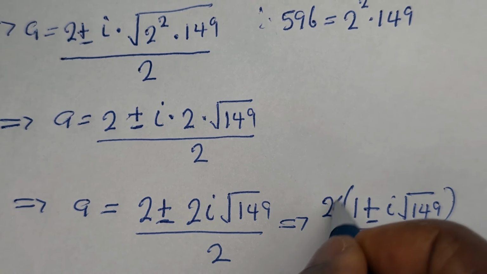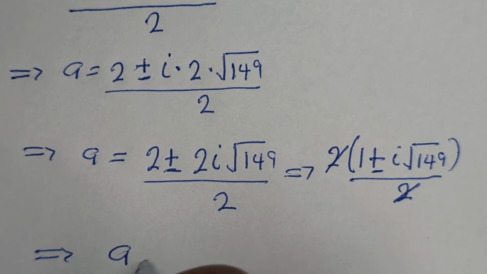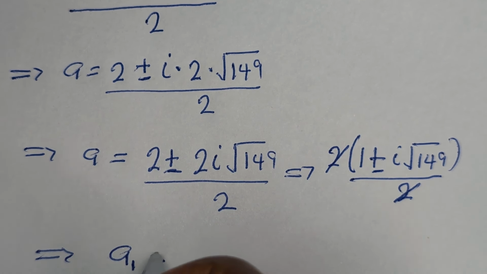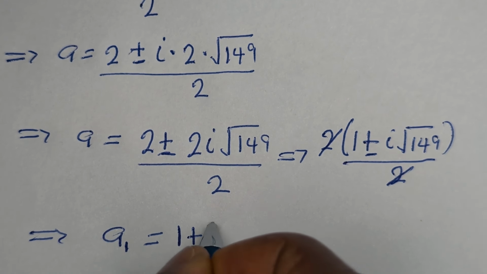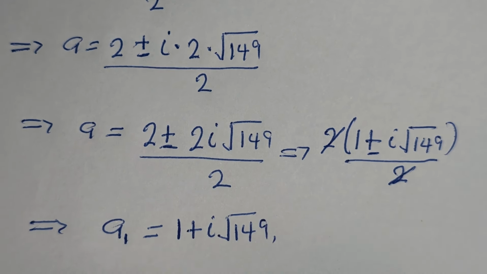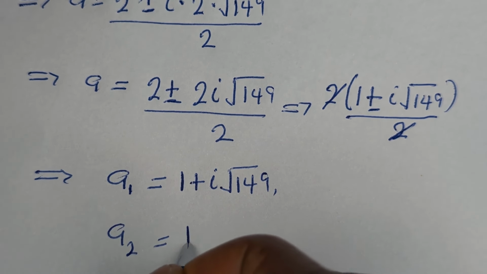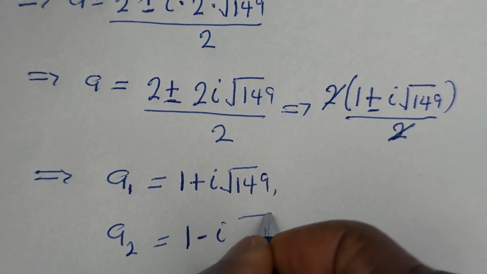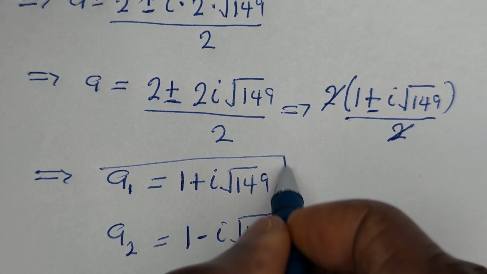These two cancel these two. Then a1 is equal to 1 plus i square root of 149, and a2 is equal to 1 minus i square root of 149. These are the values of a.